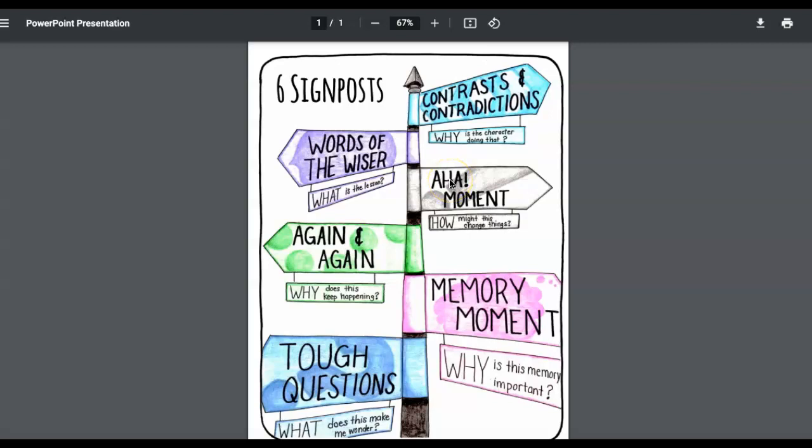Another signpost that can help us understand our stories better is called an aha moment. So this is when a character realizes or finally understands something, and you definitely want to pause here because this realization means something. So it could be showing you something about character development or the plot's taking a new direction. So you want to ask yourself, how is this going to change things? And you might start a sentence like this. Now that this character realizes this, I think that... And that can help you understand it better, as well as words of the wiser.